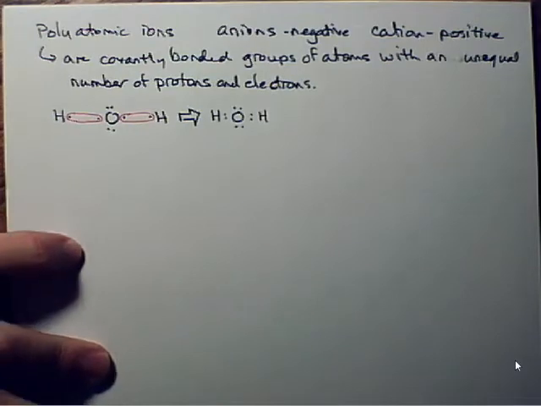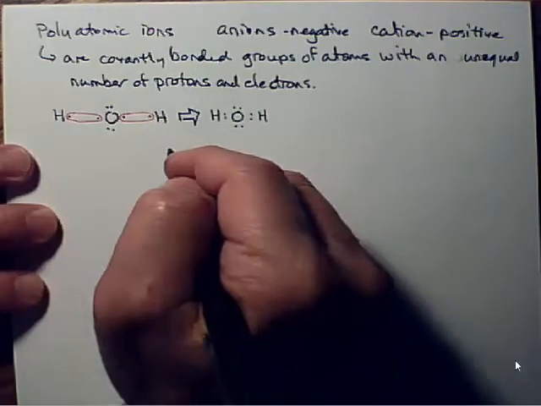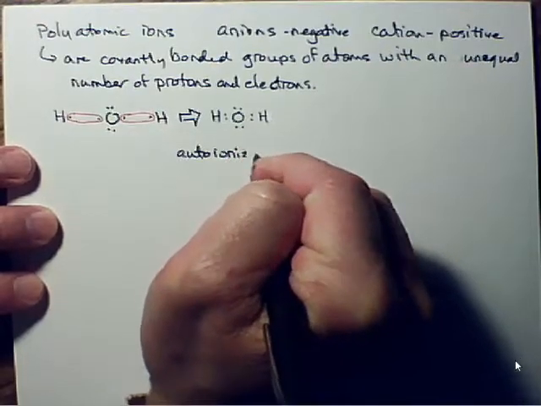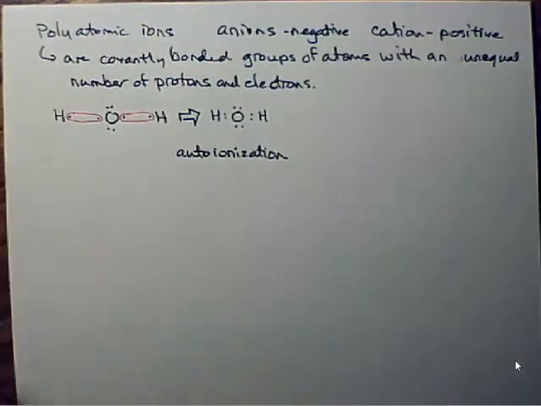Now, turns out that in any sample of water, there's no such thing as pure water, because no matter how pure you make it, how hard you work to get all the impurities out, there's also a certain tiny number of water molecules that break up. Okay, it's called autoionization. Ionization because it creates ions, auto because it happens automatically.